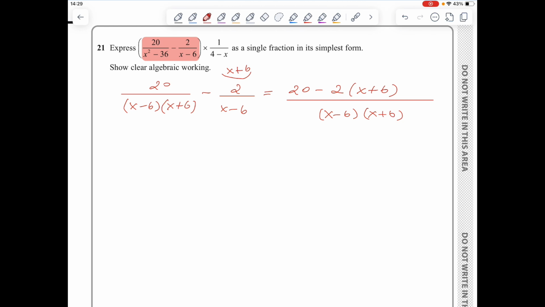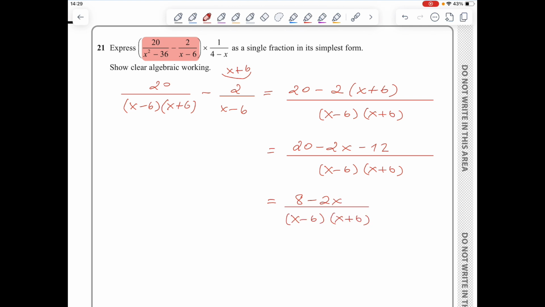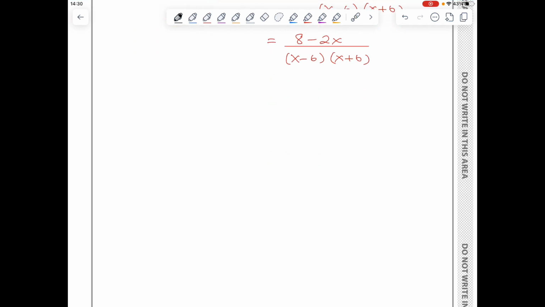Let's expand the numerator. 20 minus 2x minus 12. And if I simplify this, I'll get 8 minus 2x. Denominator stays the same. And now I will multiply this with the second fraction. So I have 8 minus 2x over x minus 6, x plus 6 times 1 over 4 minus x.